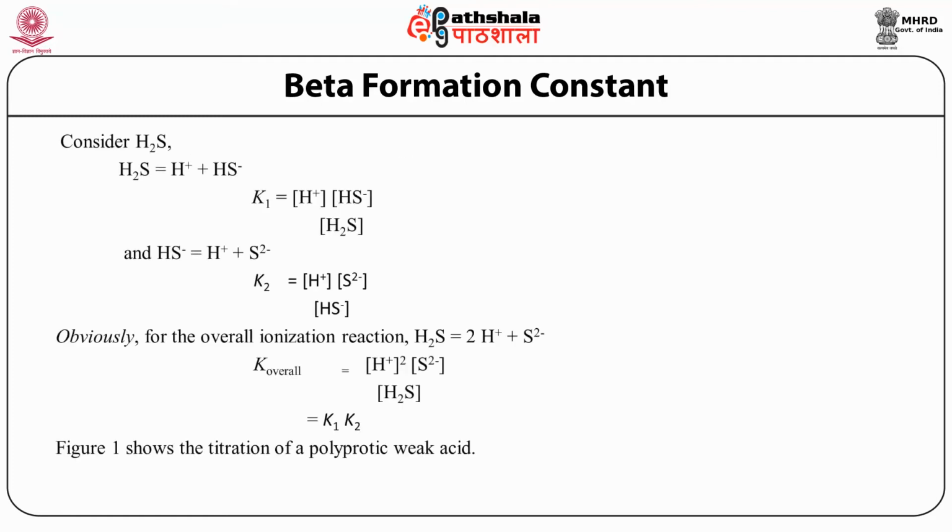Now consider H2S. H2S dissociates into H plus and HS anion, and HS anion dissociates into H plus and S2 anion. So for both K1 and K2, equations can be written as represented above. Obviously, for the overall ionization reaction, H2S is equal to 2H plus and S2 anion, and K overall is equal to [H+] squared [S2-] upon [H2S], which is K1 into K2.